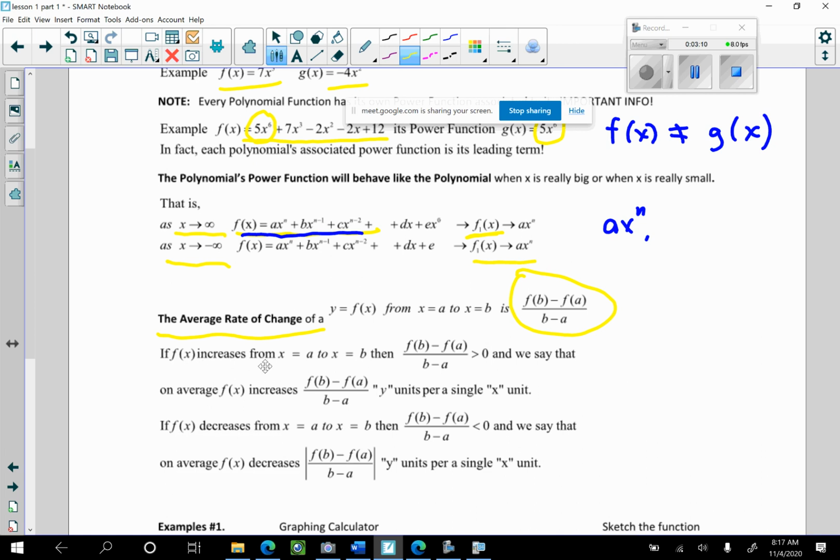If f of x increases from x equals a to x equals b, then this average rate of change is greater than 0, and we say that on average f of x increases y units per x unit. If f of x decreases, the average rate of change is going to be negative, and we say that on average f of x decreases the absolute value y units per x unit. So this has not changed, and this will never change. This is true actually for all functions.